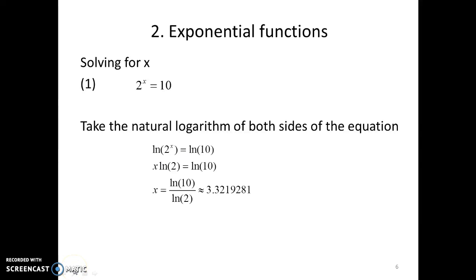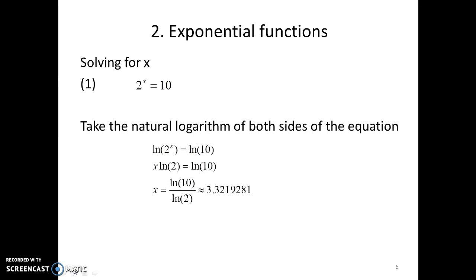Welcome back to the math revision. Our second task is to solve exponential equations. The problem says 2 raised to the power of x equals 10. So here, x is an exponent.